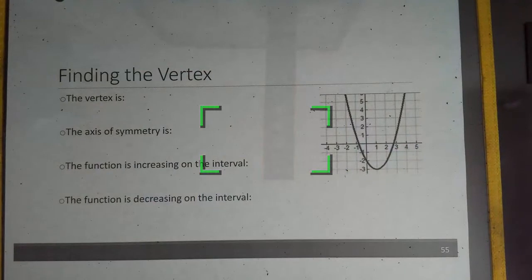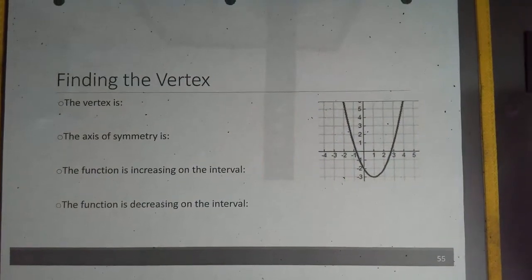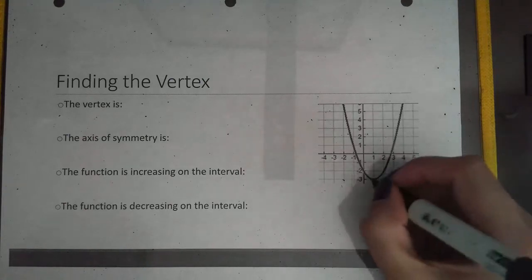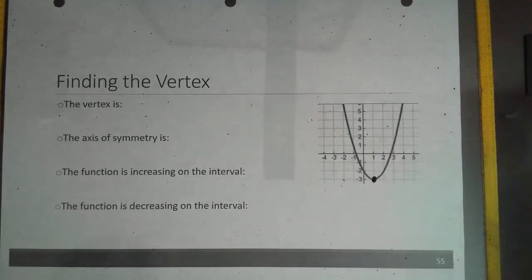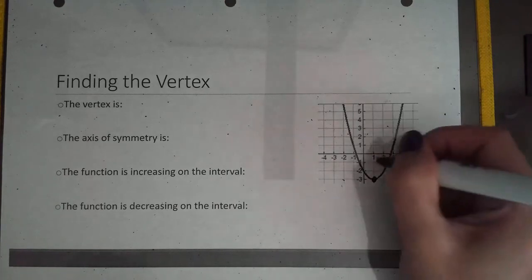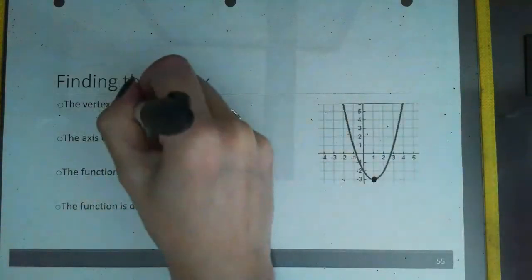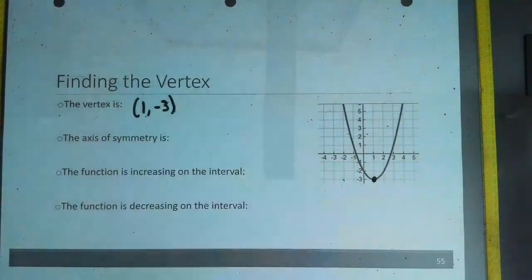So we're going to be looking at a graph here. We want to find the vertex, the axis of symmetry, and determine where it is increasing and decreasing. So this is an upward opening parabola, meaning our vertex is going to be this bottom point here. We want the coordinates of that point. The x value is 1 and the y value is negative 3. So our vertex is at (1, negative 3).